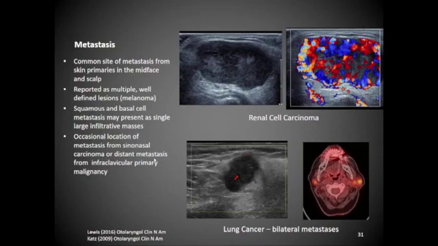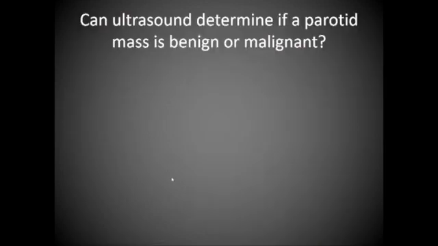You can also occasionally get distant metastases to the parotid. Here is an example of a very hypervascular solid lesion, which was a distant met from renal cell carcinoma. This was interesting to biopsy. And then you can see it also from lung cancer, such as this case, breast cancer, and others.